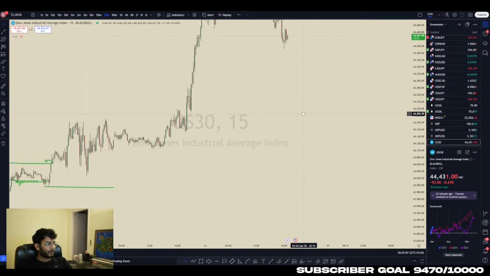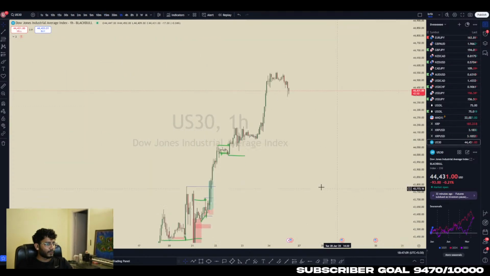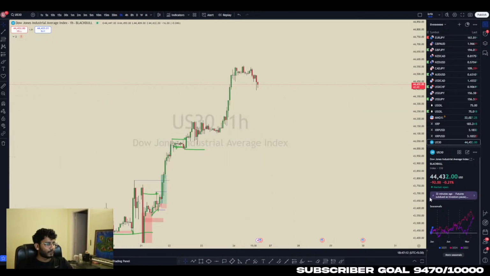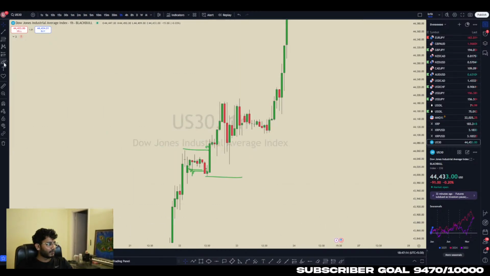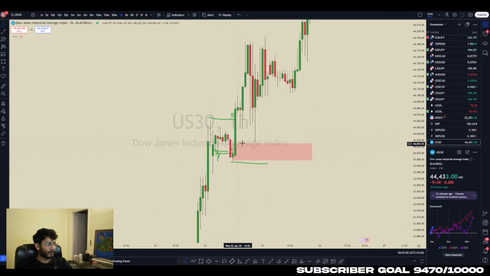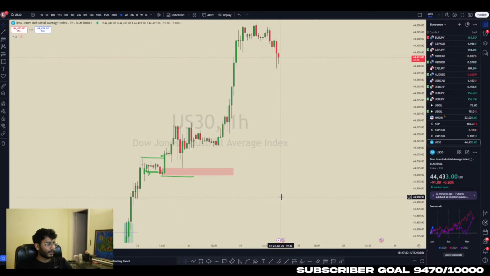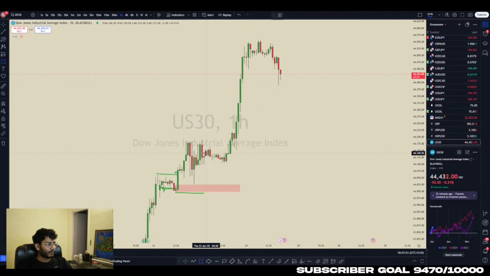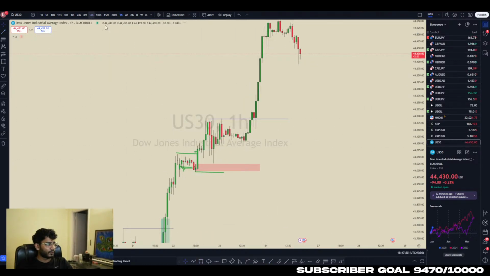Let's see what price is doing on US 30. That day I gave this trade also, but I was waiting for price to tap this order block, and we just missed this trade by 1 pip. Right now we will use this structure for our entry.